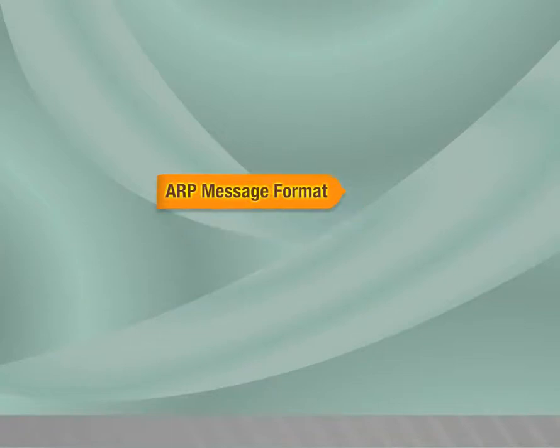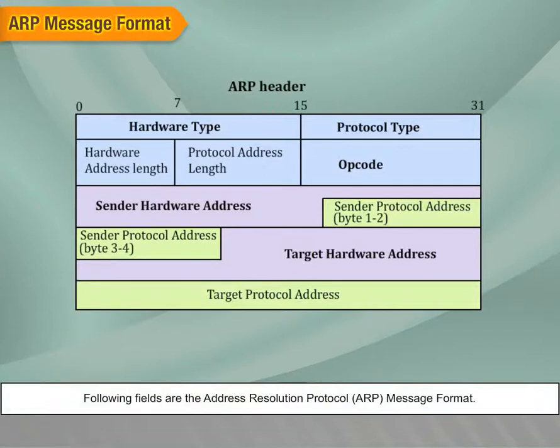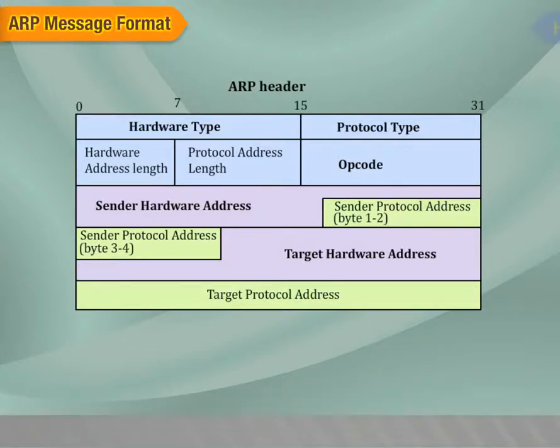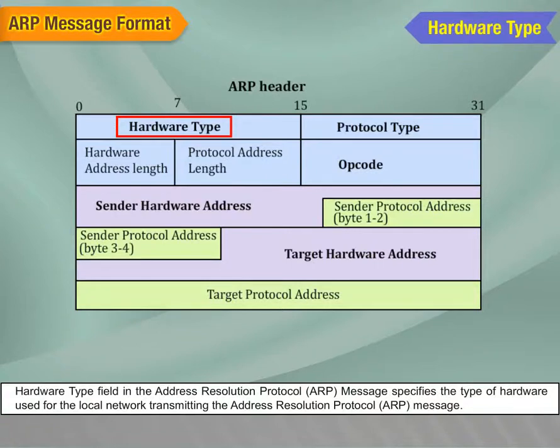ARP message format. Following are the fields of the Address Resolution Protocol (ARP) message format. Hardware type. The hardware type field in the Address Resolution Protocol (ARP) message specifies the type of hardware used for the local network transmitting the ARP message.